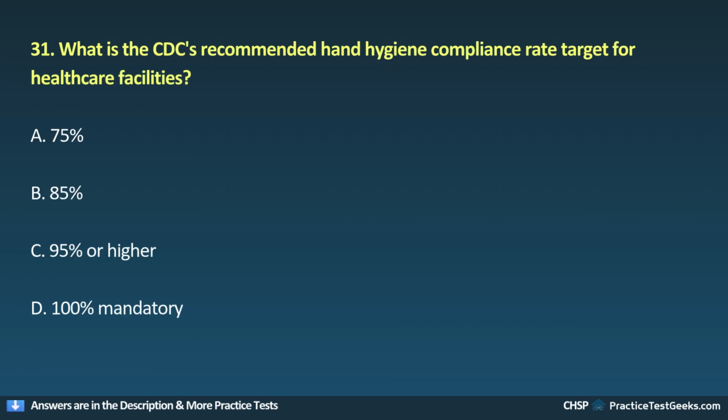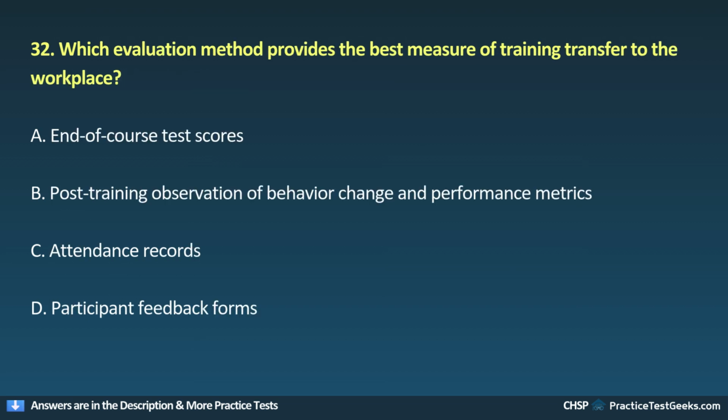31. What is the CDC's recommended hand hygiene compliance rate target for healthcare facilities? A. 75%. B. 85%. C. 95% or higher. D. 100% mandatory.